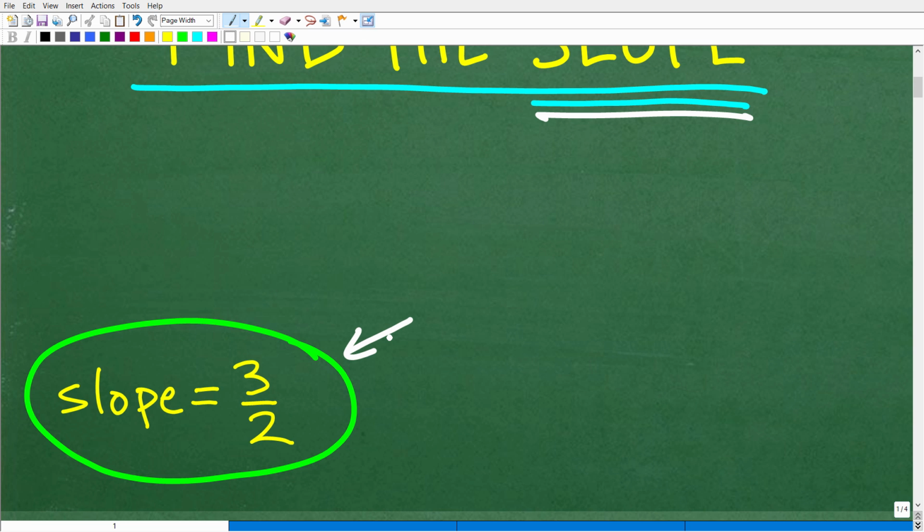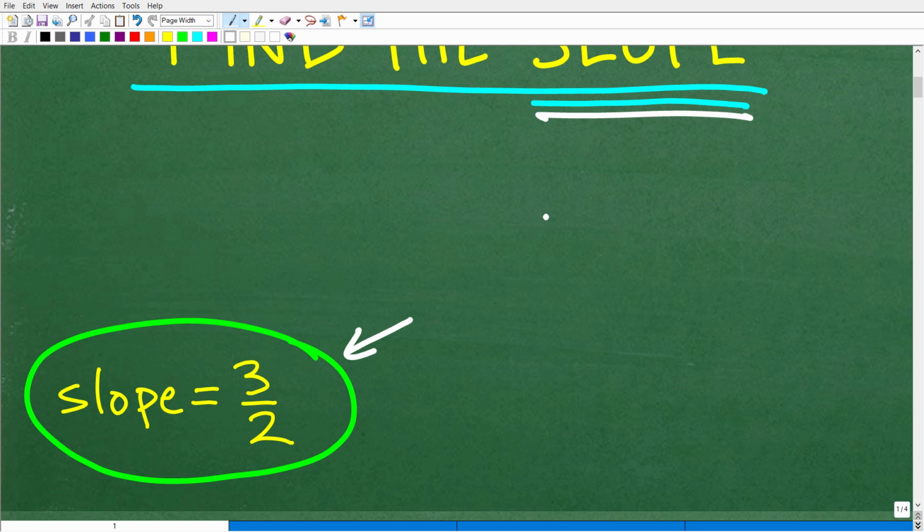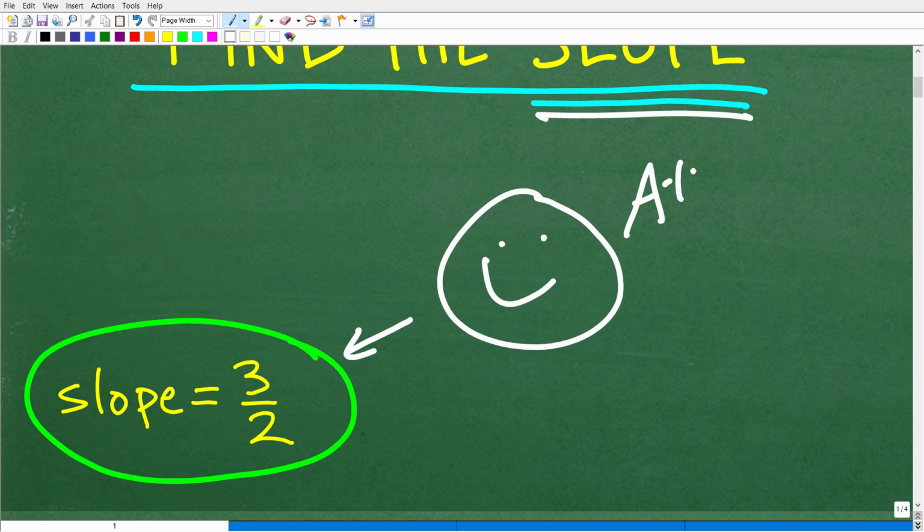Okay, so how did you do? Well, if you got this right, let's go ahead and celebrate by giving you a nice little happy face. Well, that's a terrible happy face. I could do better than that. You definitely deserve a better happy face. Yeah, that's a little bit better. So there's your happy face. There's your A plus.